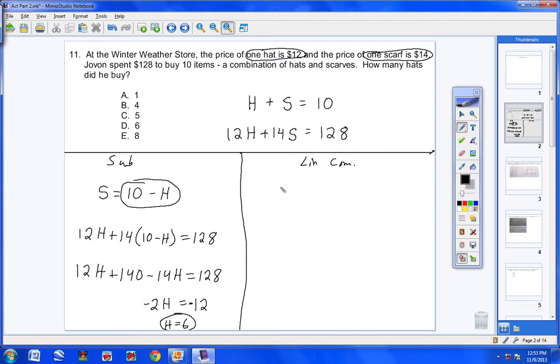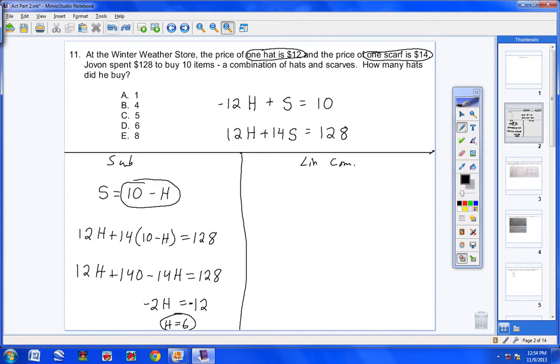Now, that's one way to do it. Another way to solve this system would be to use linear combination. For example, I notice that I have a 12 here and a 14 here. So if I could somehow get a negative 12 right here beside this h and then add these two equations together, my h's would cancel. Now you should have had this in Algebra 1 and Algebra 2.